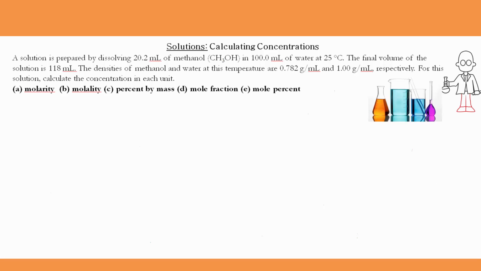Okay, let's take a look at this problem, calculating solution concentrations. Another type setup. A solution prepared by dissolving 20.2 milliliters of methanol in 100 milliliters of water. The final volume is 118 milliliters. The densities of methanol and water are given. We need to calculate the molarity, molality, percent mass, mole fraction, and mole percent.